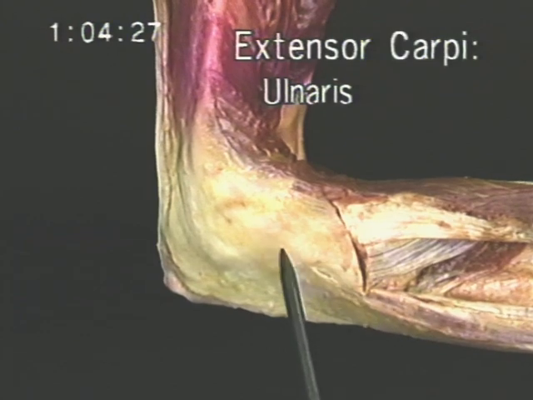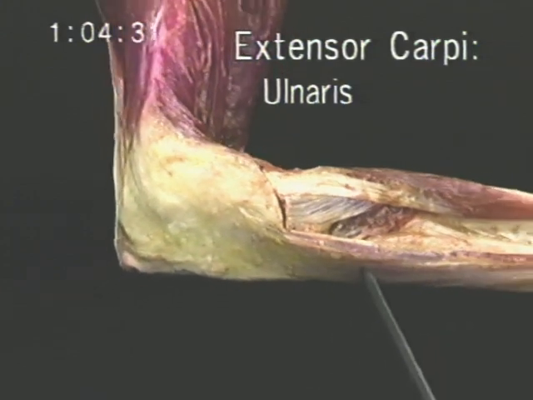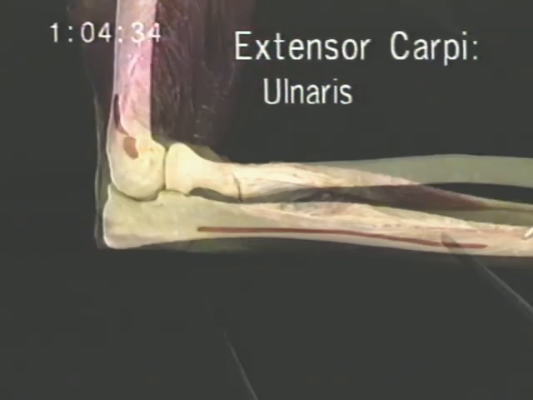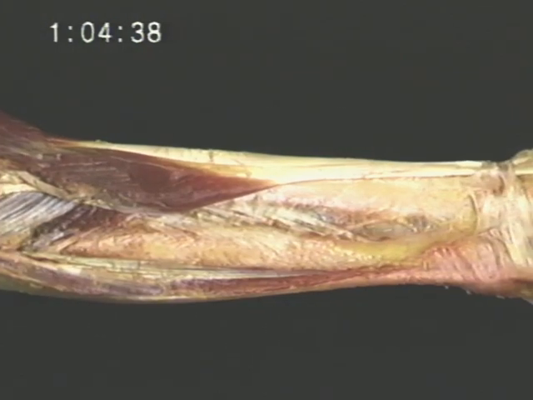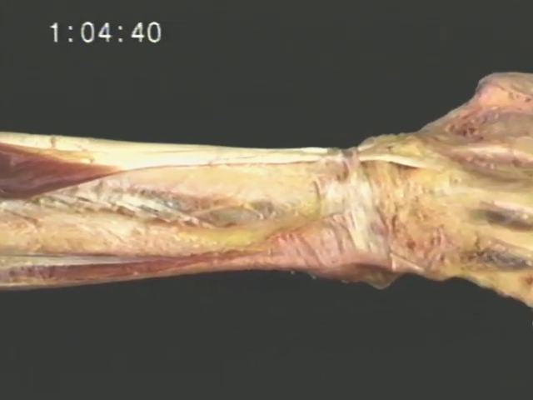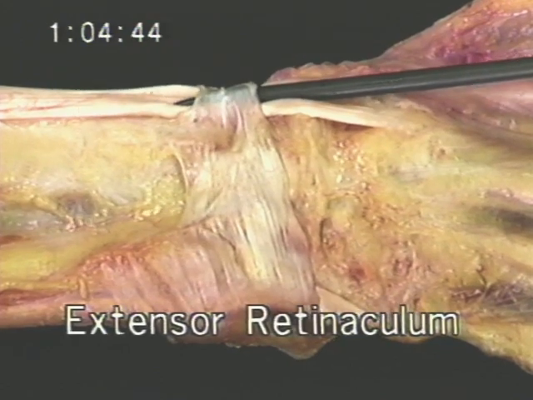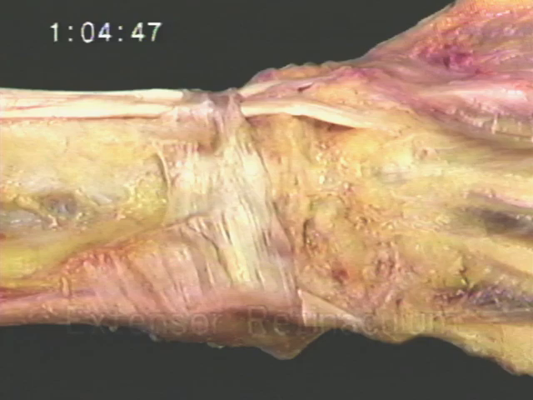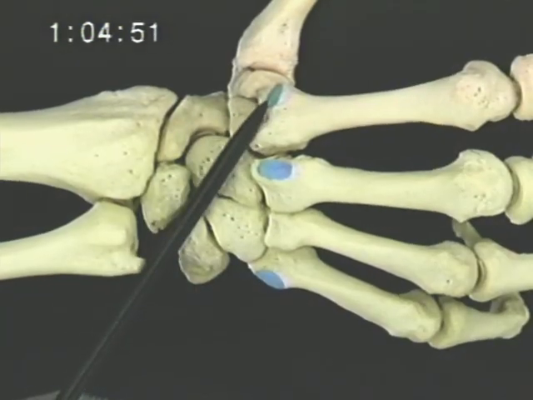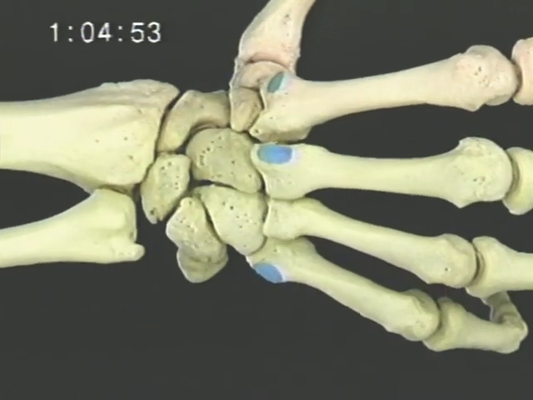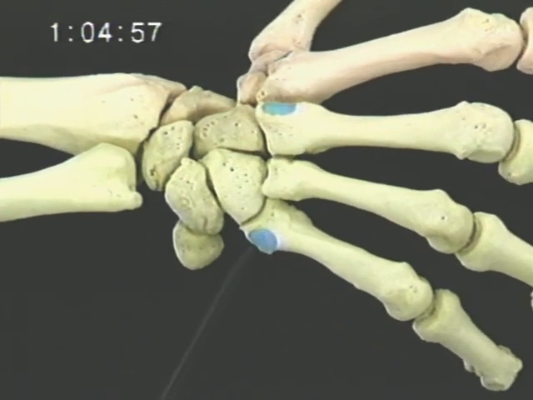Extensor carpi ulnaris arises from the lateral epicondyle. It also has an ulnar head, which arises from this border of the ulna. As the extensor tendons cross the back of the wrist, they pass under this structure, the extensor retinaculum, which acts as a pulley. Extensor carpi radialis longus and brevis are inserted on the bases of the second and third metacarpals. Extensor carpi ulnaris inserts on the base of the fifth metacarpal.